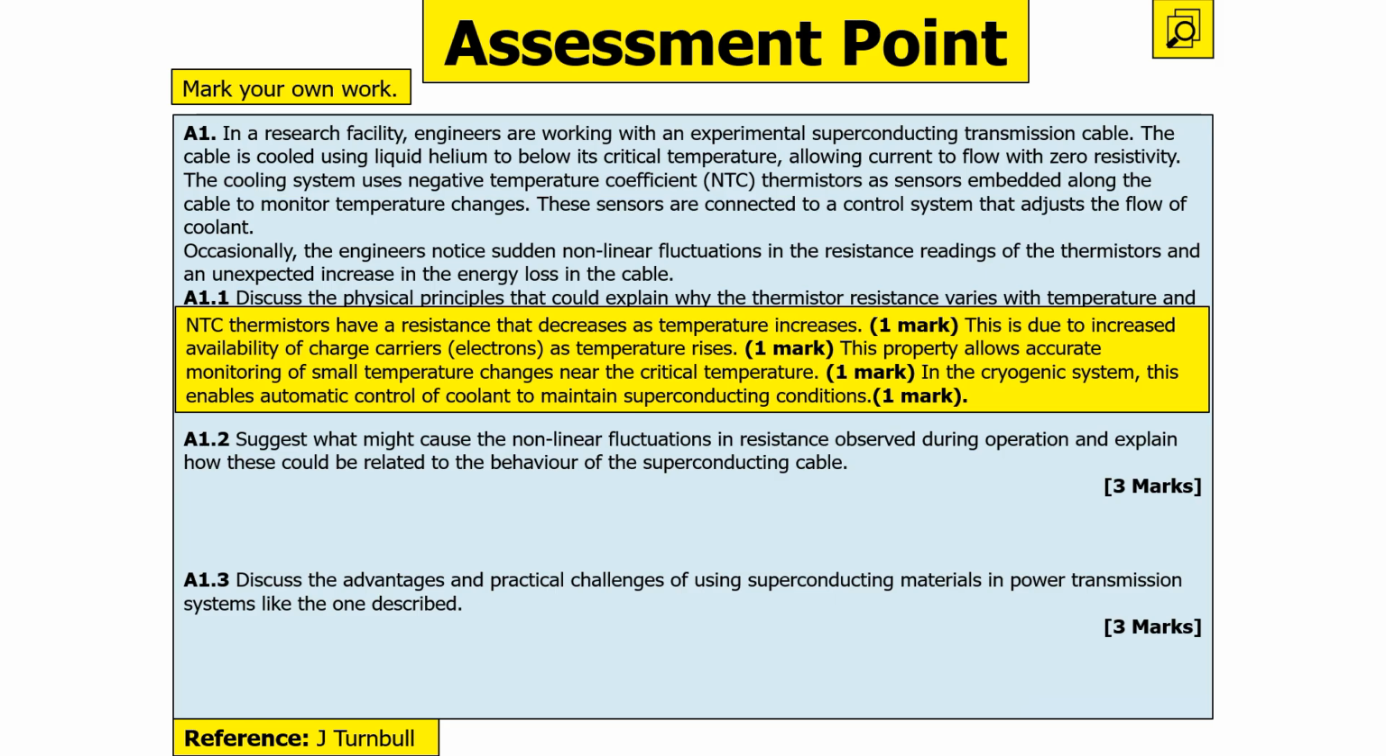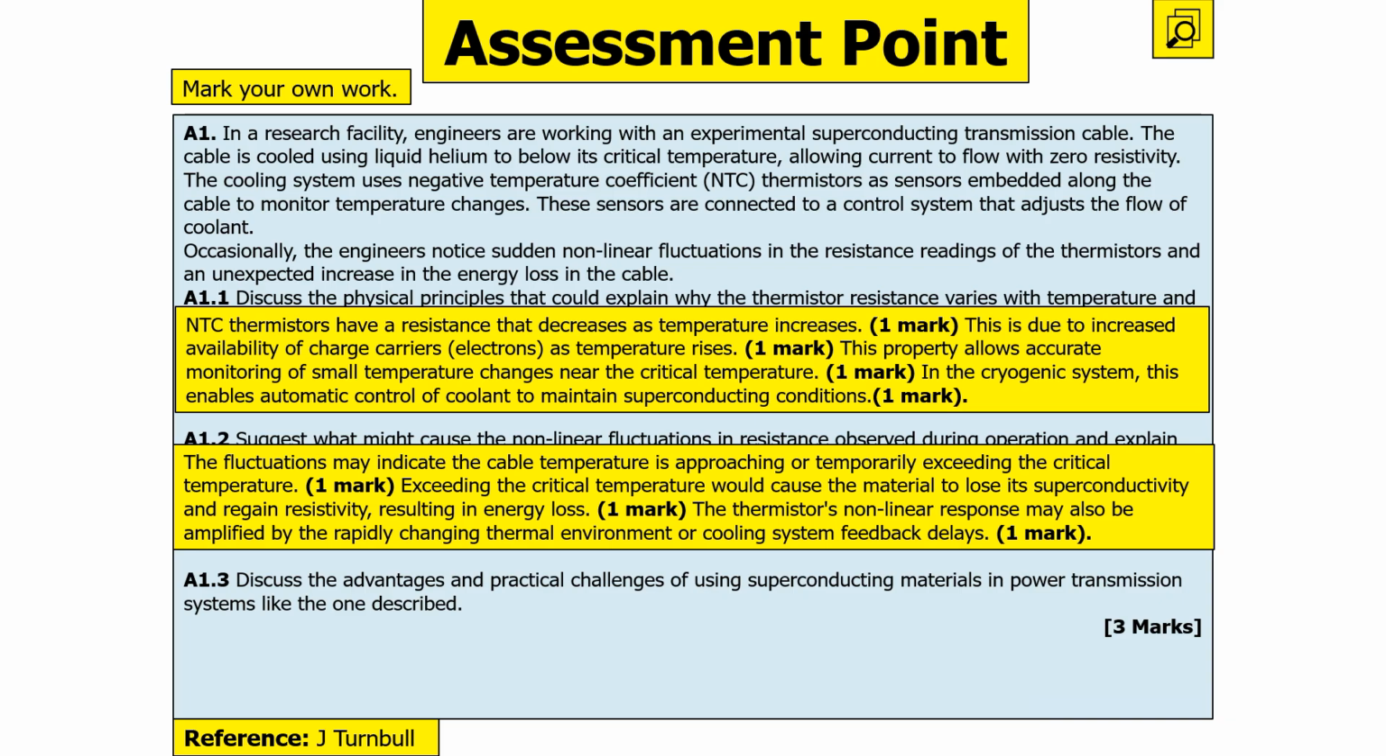Now this is due to the increased availability of charge carriers or electrons into the circuit as the temperature rises. So this allows for an accurate monitoring of small temperature changes near the critical temperature, which is what is needed for this context. So in the cryogenic system, this enables the automatic control of the coolant to maintain the superconducting conditions required.